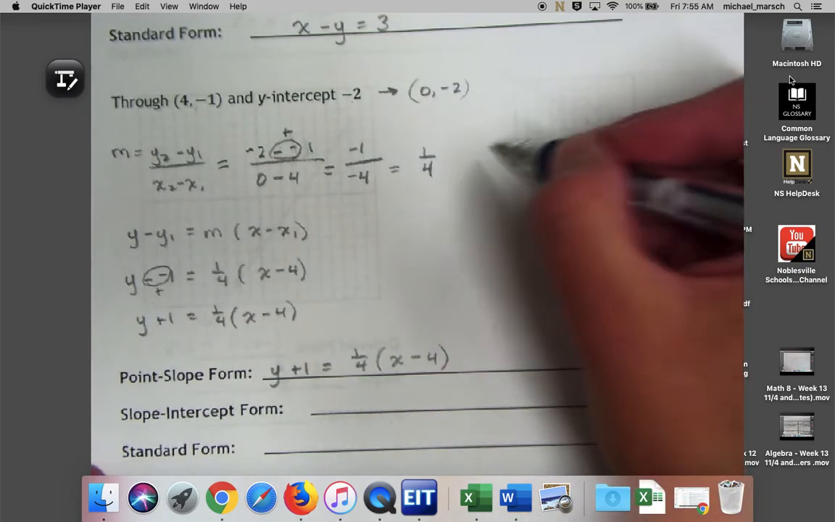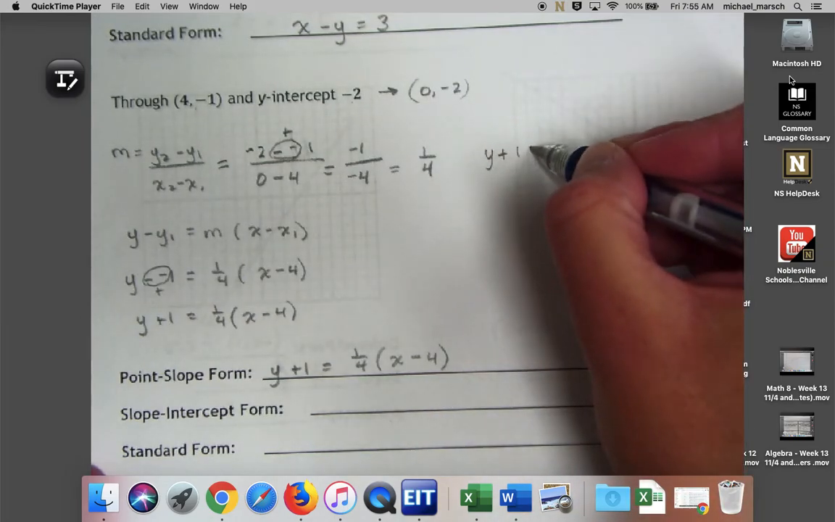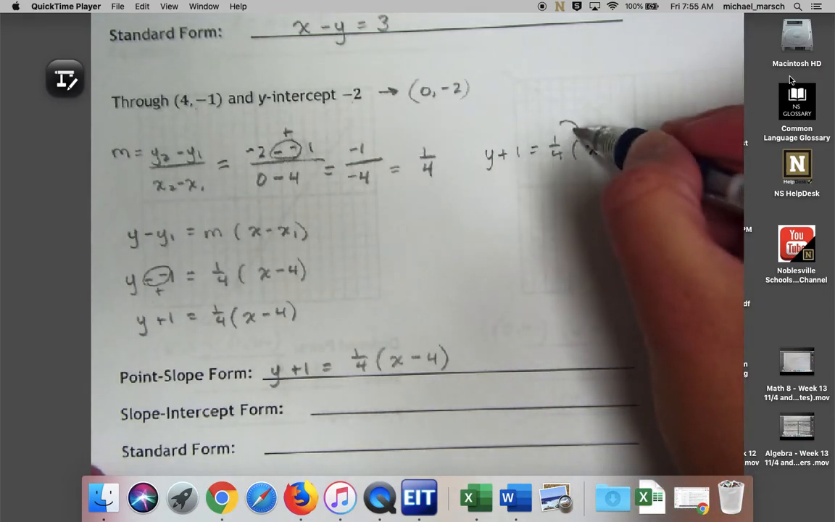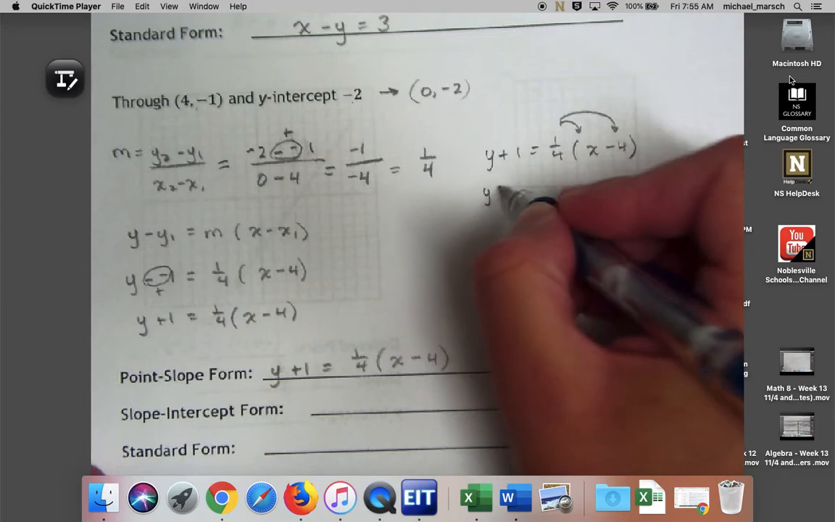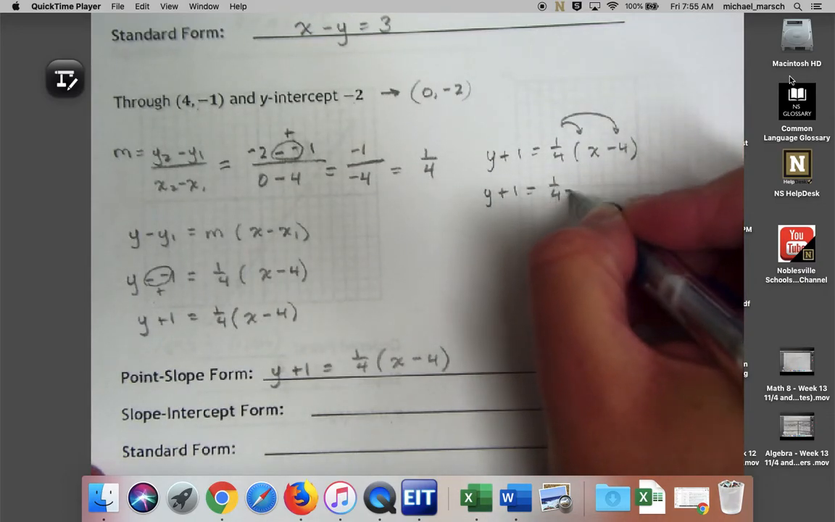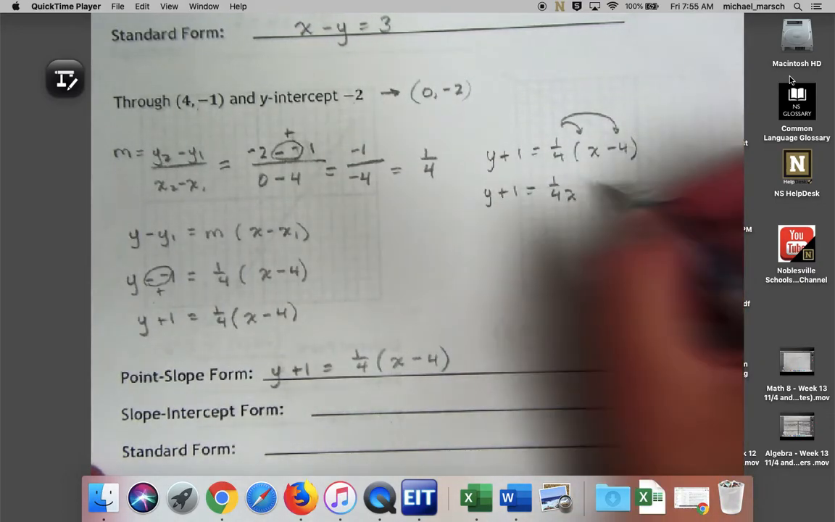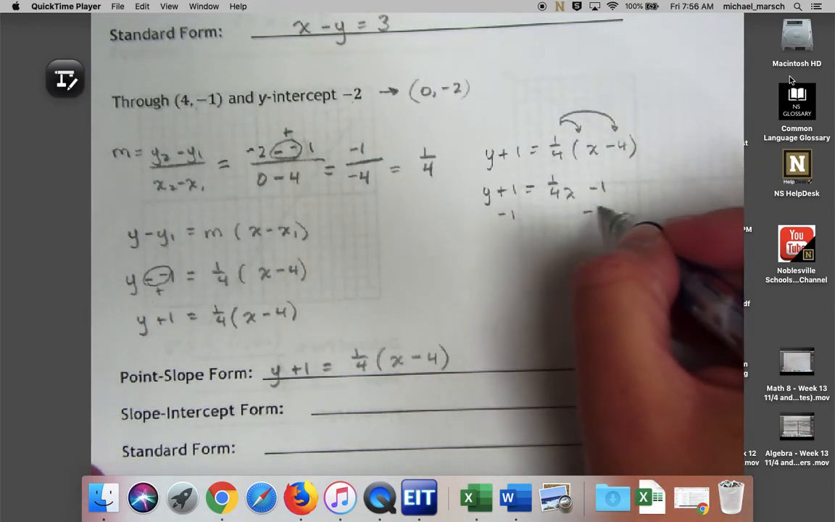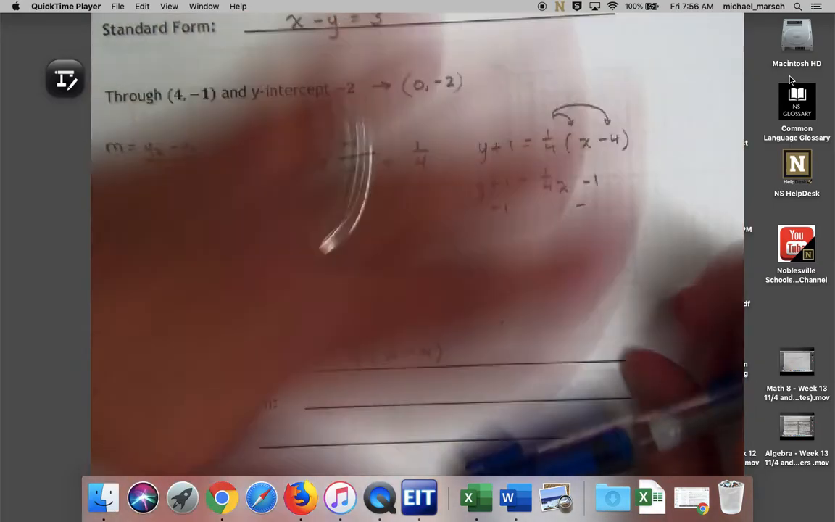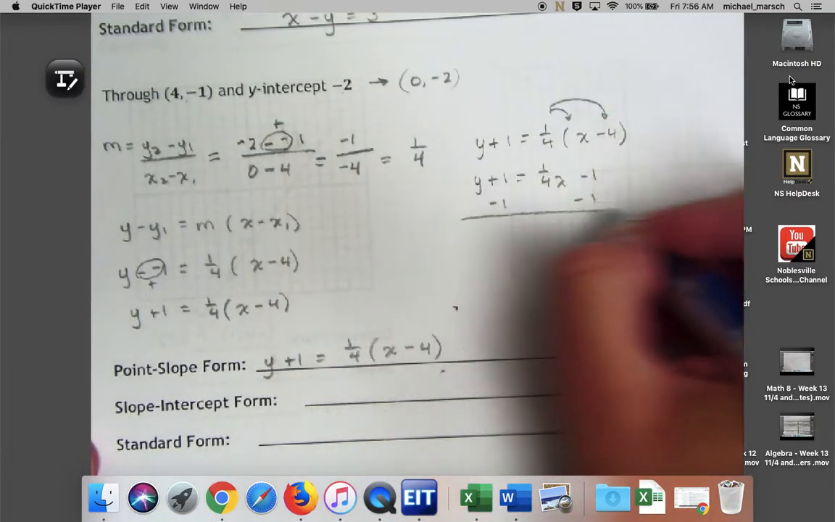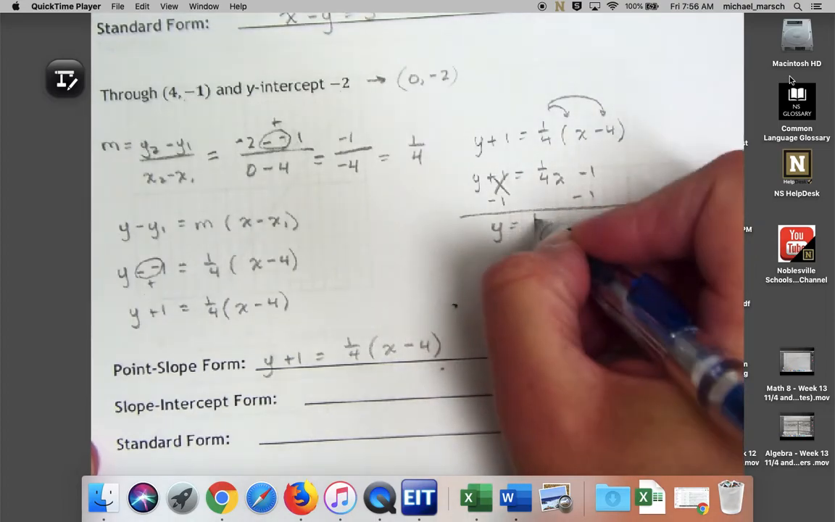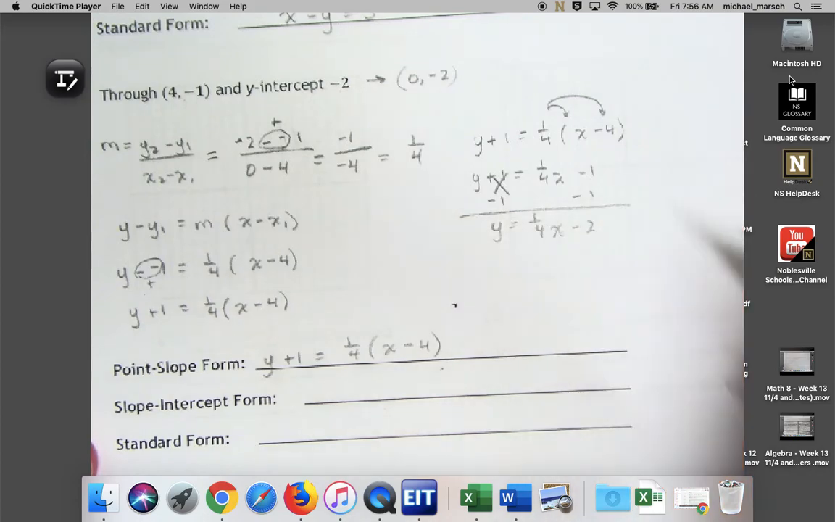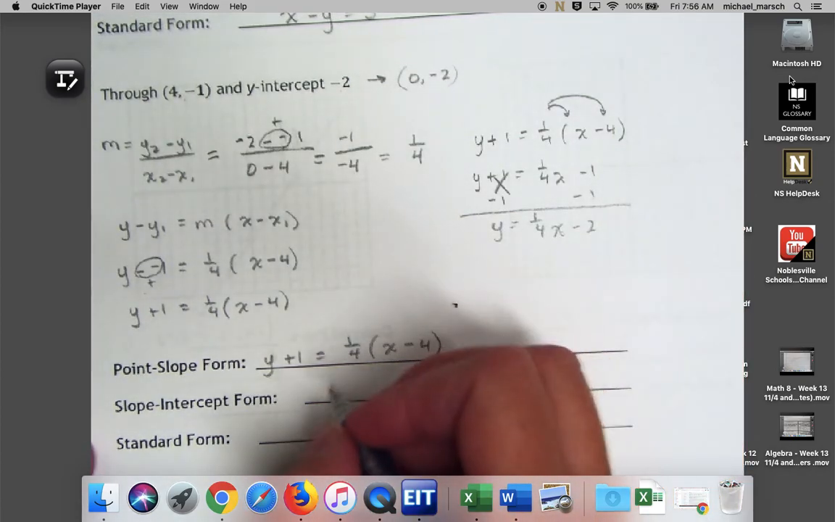Slope intercept form, remember, then we're just going to take this point slope form. I'm going to distribute the 1/4, so I'm going to get y plus 1 equals 1/4 x. 1/4 of negative 4 is going to be negative 1. And then I have to subtract 1 from both sides to get y by itself. y equals 1/4 x minus 2. So that's going to be my slope-intercept form.